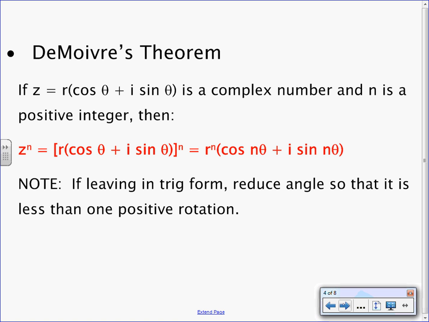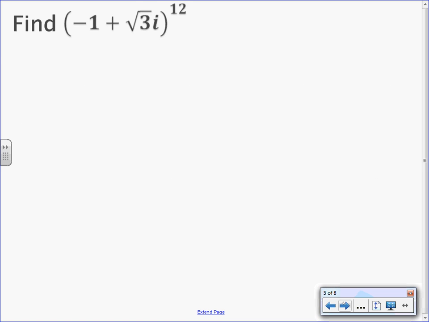You ready? Okay. Well, does anybody want to multiply this binomial 12 times? No, you'd actually be doing 11 multiplications, but seriously, you wouldn't do that. So what we can do is put this in trig form and use De Moivre's theorem to help us.